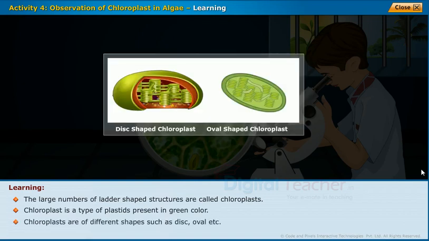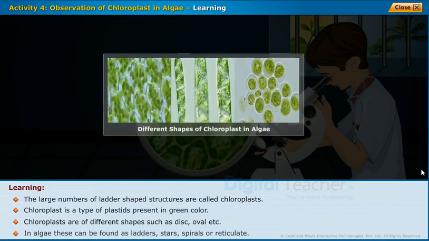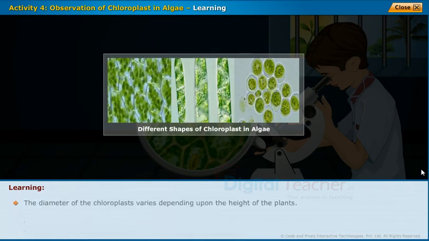Chloroplasts are of different shapes such as disc, oval, etc. In algae, these can be found as ladders, stars, spirals or reticulate. The diameter of the chloroplasts varies depending upon the height of the plants. In higher plants, the diameter varies between 4 to 10 microns.